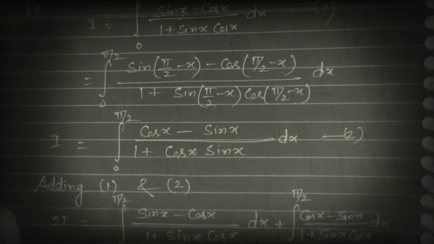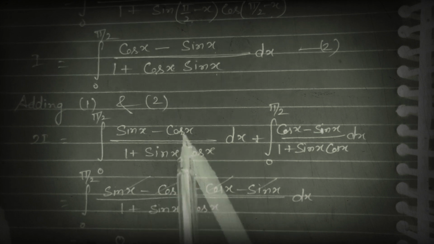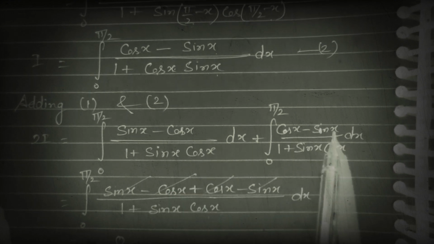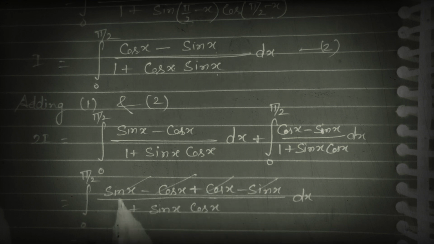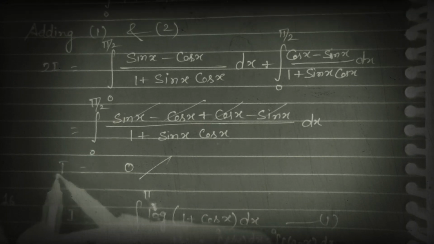After adding first and second, we will get this. LCM is same: 1 plus sin x cos x. It is sin x minus cos x. It is cos x minus sin x. So sin cancels with sin. Cos cancels with cos. So it is 0. Integration of 0 is 0. So this is the answer. So I value is 0 here.